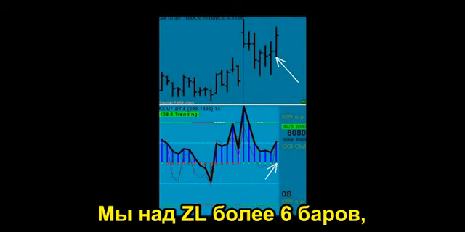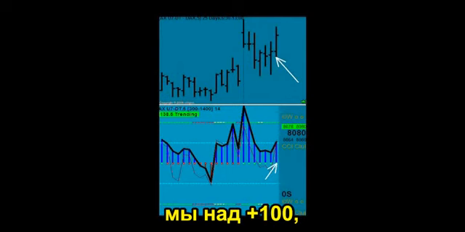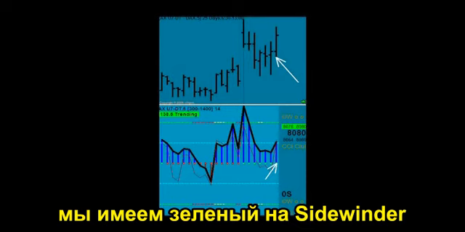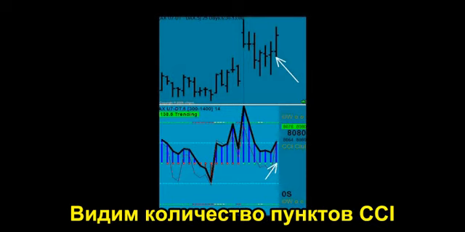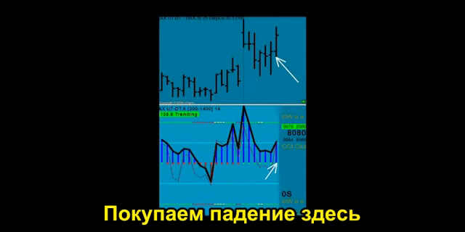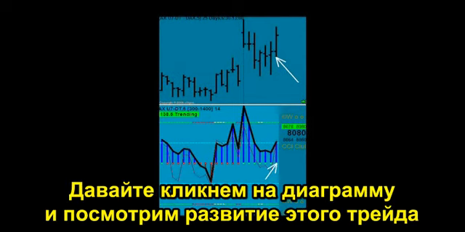We've been above the zero line for more than 6 bars. We've been above the plus 100. We got a lot of solid blue on the chop zone indicator. We got green on the sidewinder. Good number of CCI points, so we're looking for longs, and we're buying the dip here. Let's click on the chart and watch this develop.